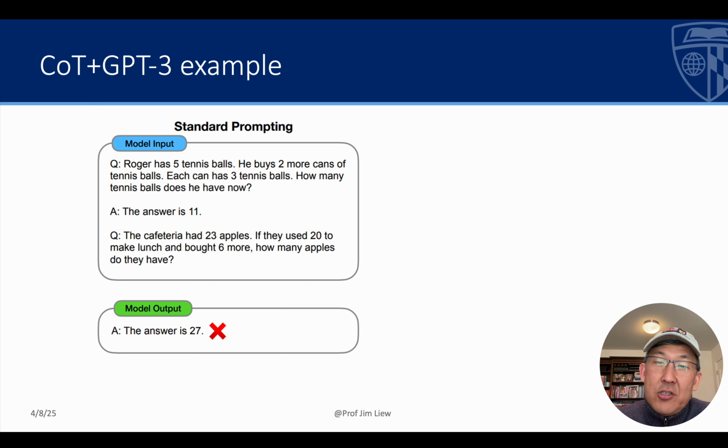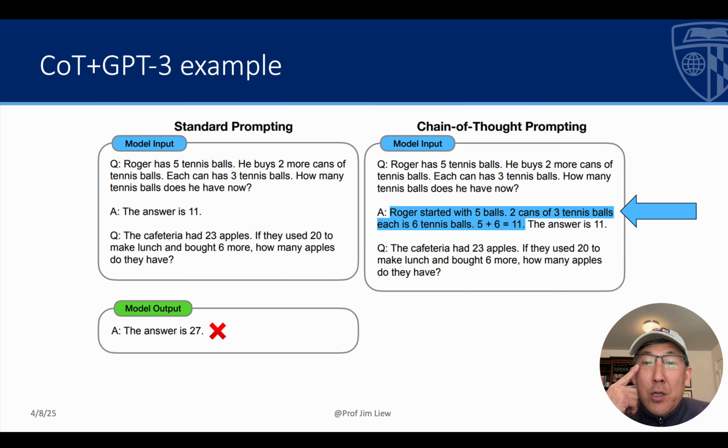Now, here with chain of thought, we don't change anything, but we add more information in the prompt so that it knows how to think about it, right? So here we have: Roger started with 5 balls, 2 cans of 3 balls each is 6 tennis balls, 5 plus 6 equals 11. Notice that you're explaining inside the prompt how to think about the answer to this problem. Instead of just giving the answer is 11, you guide it, right? But you're just adding this to the prompt. So you're showing it, hey, this is how you should think about it. And then, lo and behold, with chain of thought prompting, look what happens.